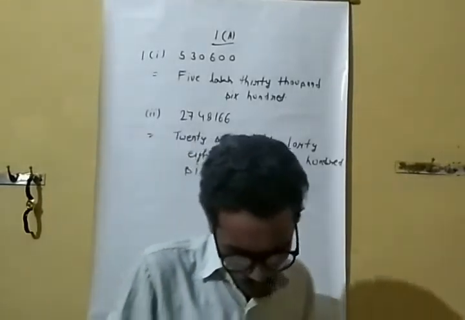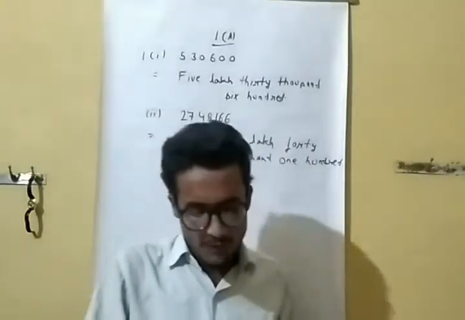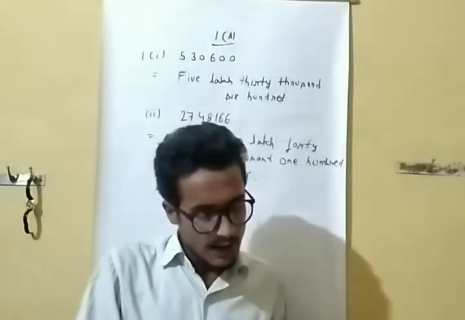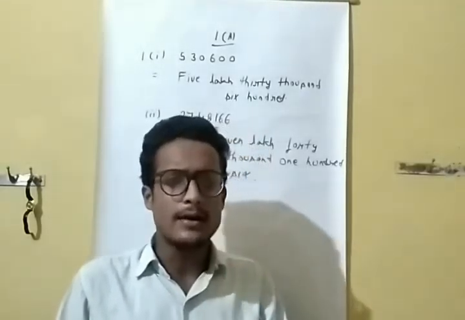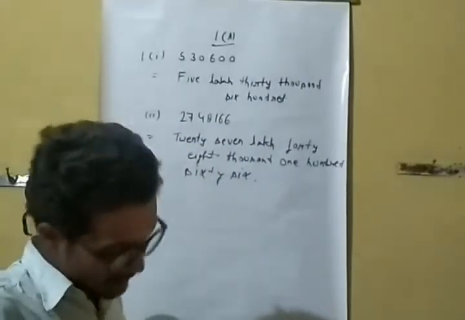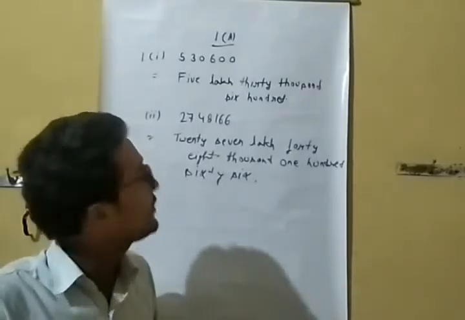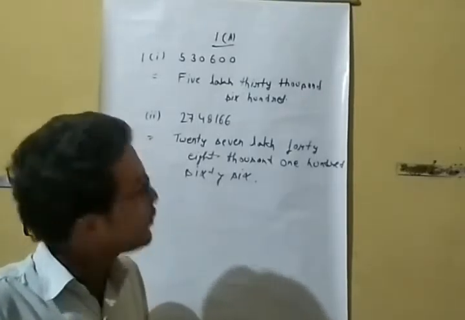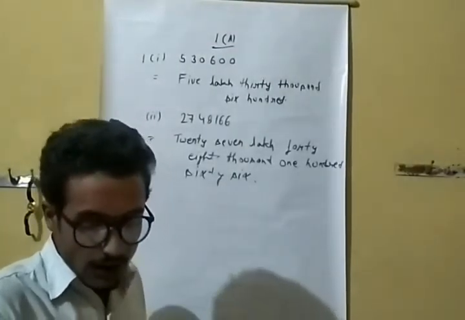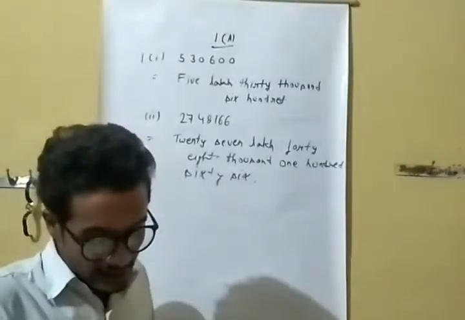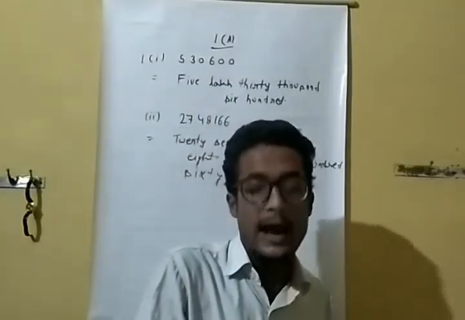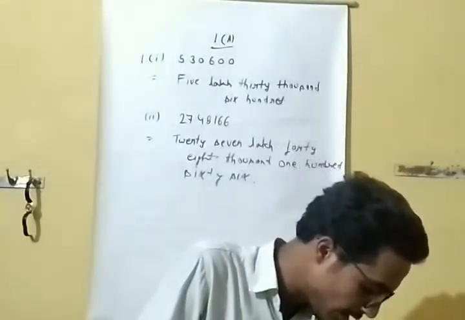So the third one is 81003547. I can answer but I won't write on the board. The first one is 5,30,000 and 600. The other one is 27,48,166. And the third one is 8 crore 10 lakh 3,547. Here the first question has finished.